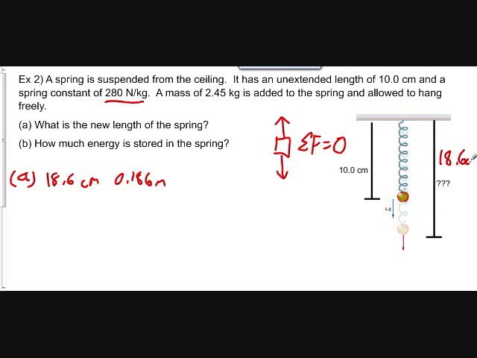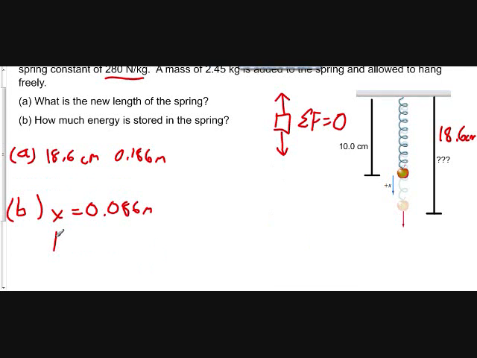That's not the extension, that's the total length of the spring. So for B, when we want the energy stored in the spring, I don't want to use 18.6 or 0.816. I want to use the difference between that and the original length. So that would be 0.86 meters, because that's how much this spring has stretched.